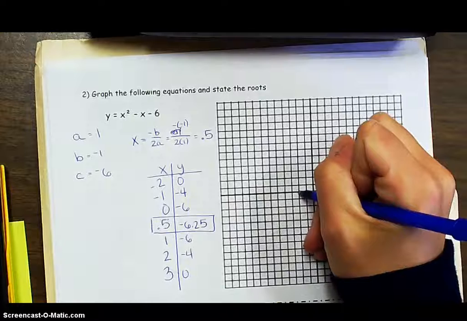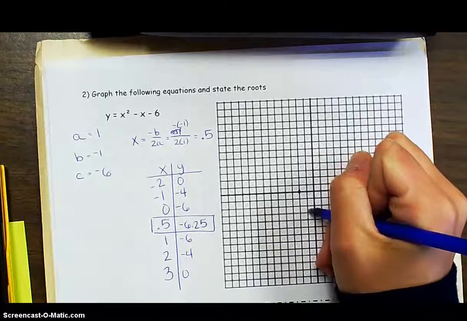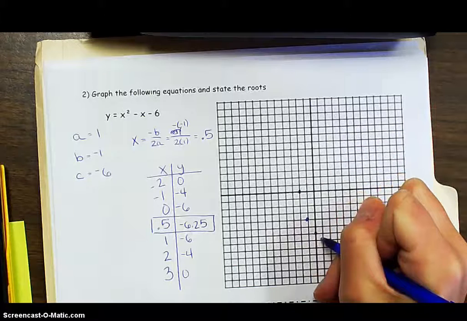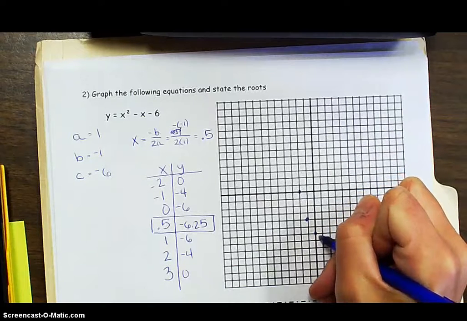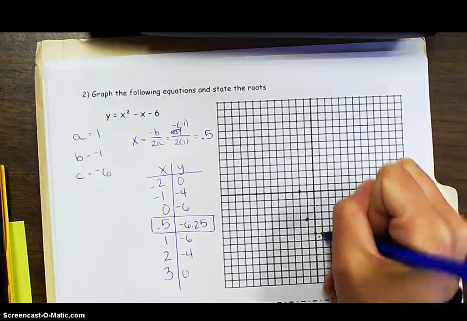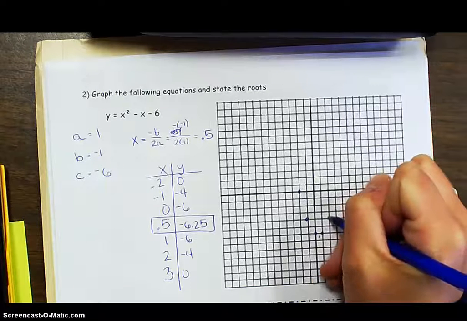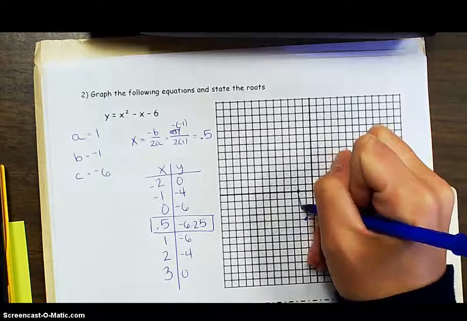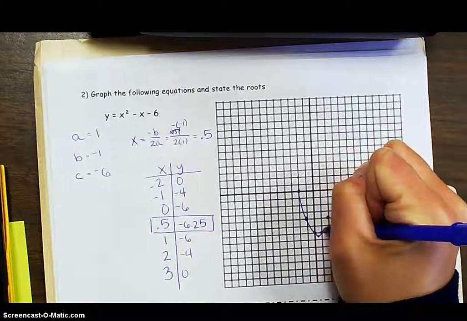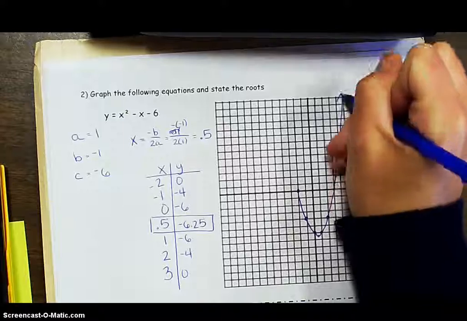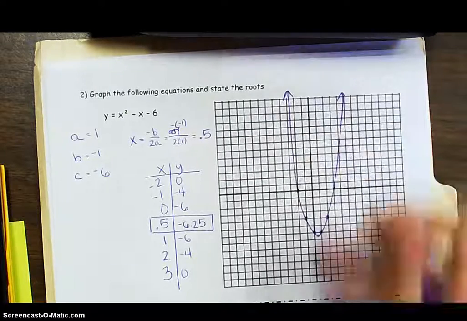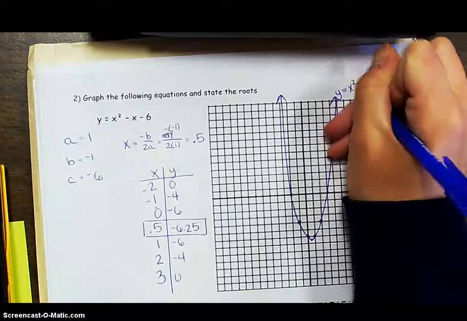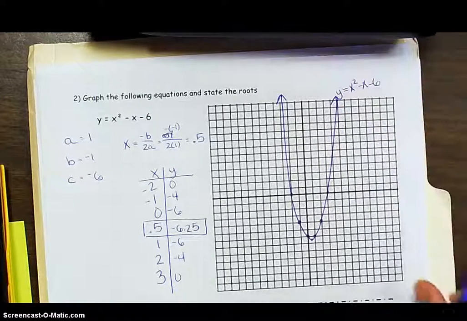Okay, now we can go ahead and graph. So -2, 0. -1, 1, 2, 3, 4. 0, -6. 0.5 is going to be in the middle of the box. 1 is -6, 2 is -4. 3 is going to be 0. Okay, so now we're going to connect all those dots. And remember, this goes all the way up, so don't stop too early. And then we get y is equal to x squared minus x minus 6.